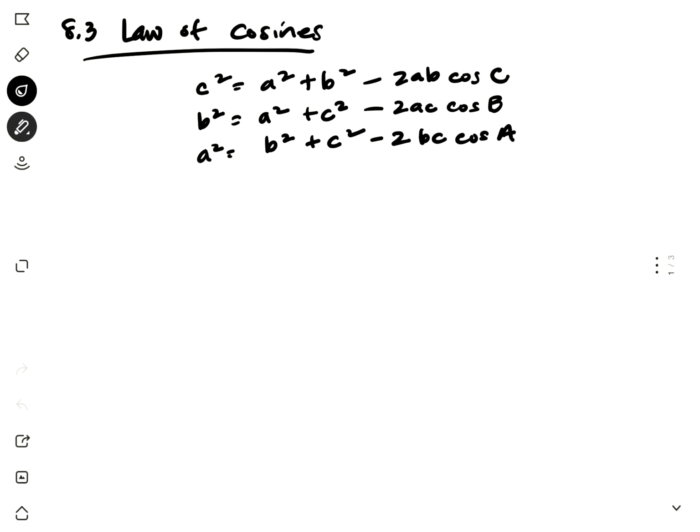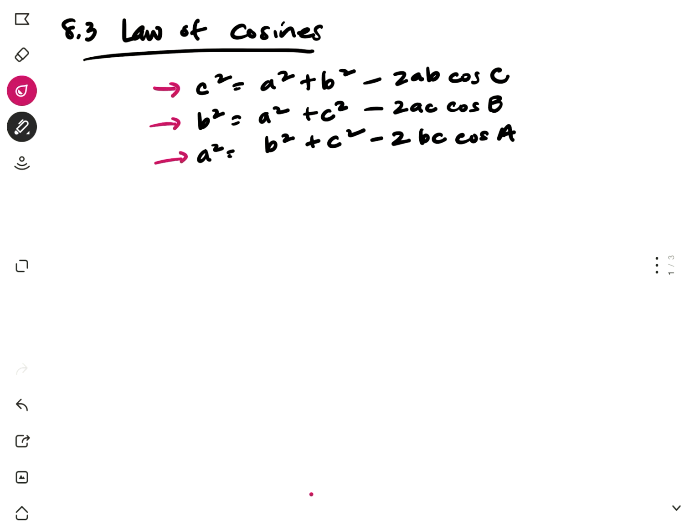So notice that our Law of Cosines, there's three different ones, and they're pretty much all related and look very similar. The lowercase letters are the sides and the angles are the capital letters. So side c squared is equal to a squared plus b squared minus 2 times a times b times cosine of angle C. Same for b: b squared equals a squared plus c squared minus 2ac cosine B. And then a squared equals b squared plus c squared minus 2bc cosine A.